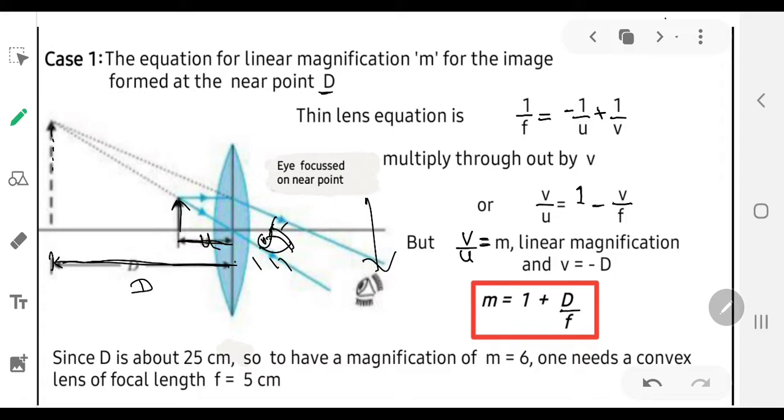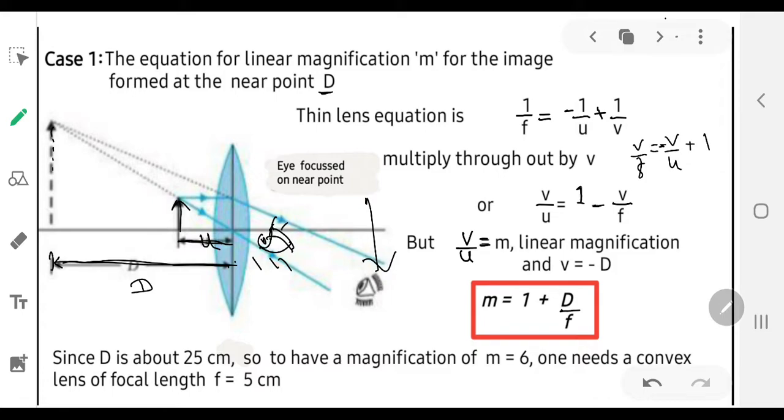Now from the thin lens formula, 1 upon f is equal to minus 1 by u plus 1 by v. Multiply this equation throughout by v. You are going to get v by f is equal to minus v by u plus 1. V by v is plus 1. If you rearrange the equation and take the v by u term to the other side, it will be minus v by f plus 1, so 1 minus v by f.